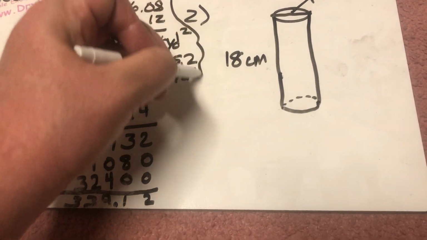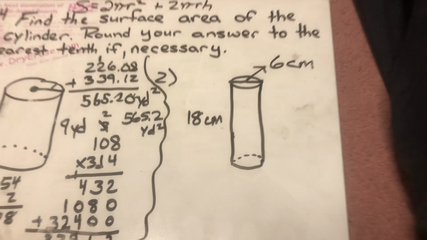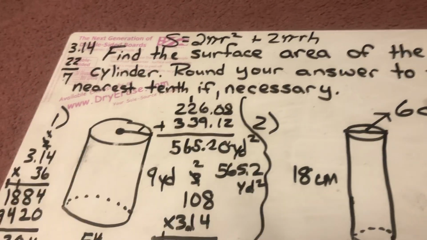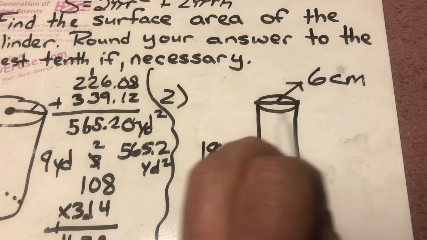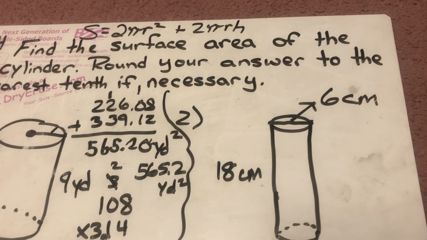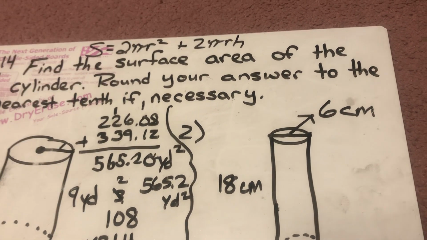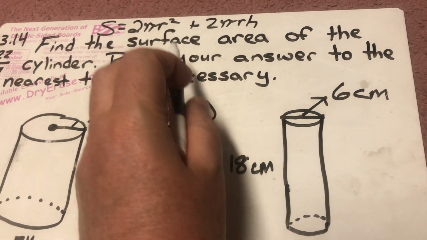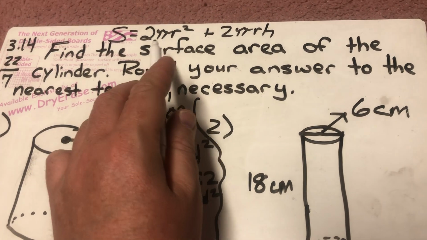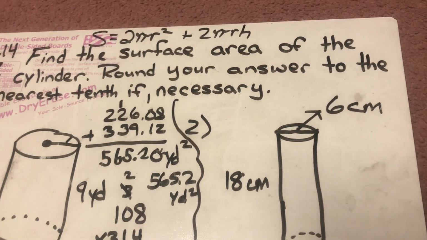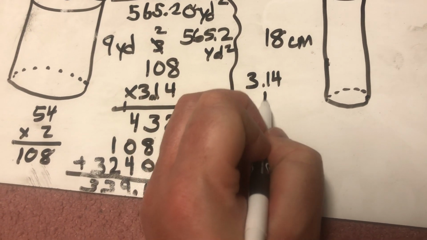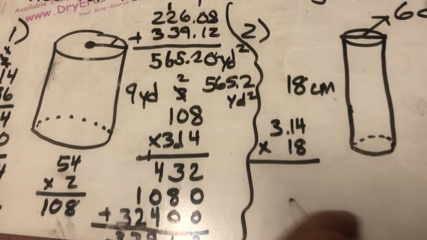Let's go ahead and give ourselves a little separation here. Once again, 2 times pi times radius squared. Well, the 6 is a diameter. So remember, diameter, we have to cut that in half. 6 divided by 2 is 3. So the radius is 3. If I square the radius, I get 9. If I take 9 times 2, I get 18. So then I can take 3.14 times 18 to figure out the area of both circles.